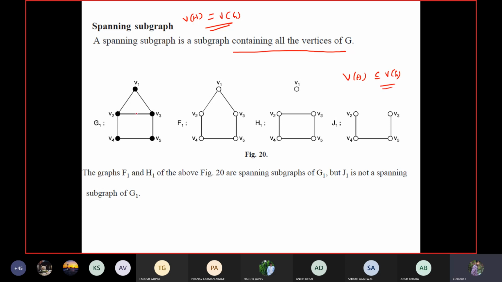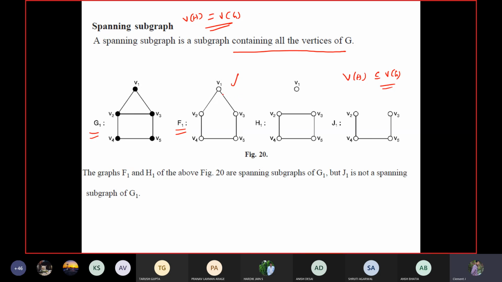So here you can just check in this. Here G1 is your original graph. Here I can consider F1 as the first. Let me check whether it is a subgraph or not. Yes, F1 is a subgraph. It can also be called a spanning subgraph.